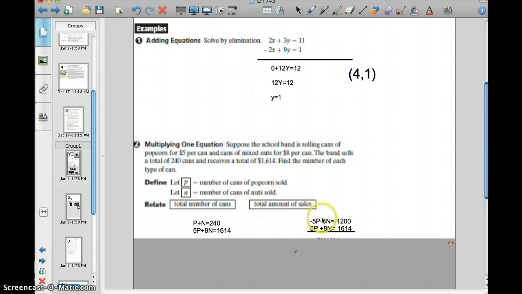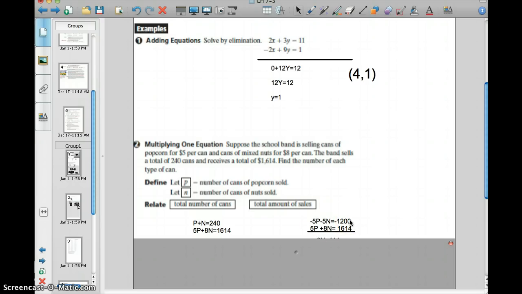Now, if you look over here, notice first of all, in our set of equations, neither has the exact opposite that we could eliminate right away. However, if we multiply this top equation by negative 5, notice what that gives us. It gives us negative 5p minus 5n equals negative 1200. So now we have our p's that are exact opposites. We have 5p and negative 5p, so we can now eliminate.